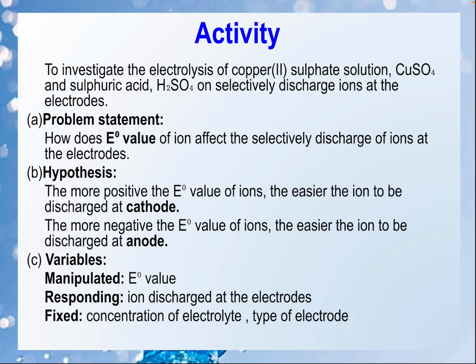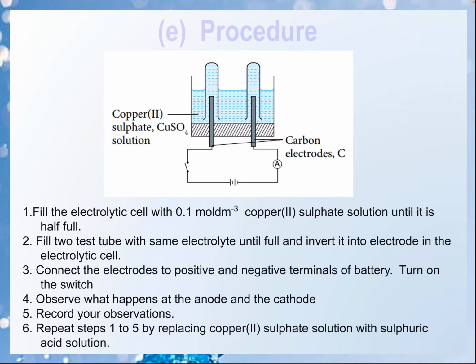Okay, kita ada 3 faktor. Faktor pertama ialah E0 value. Faktor kedua adalah concentration of electrolyte. Faktor ketiga adalah type of electrode kan. So, kalau kita manipulatekan E0 value, yang lagi dua faktor kedua dan ketiga tu adalah fixed variables dia. Okay. So, kita tengok sikit.